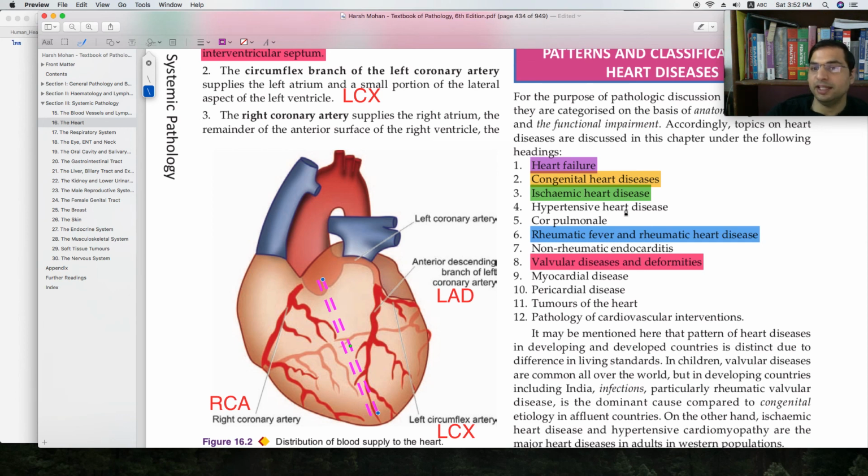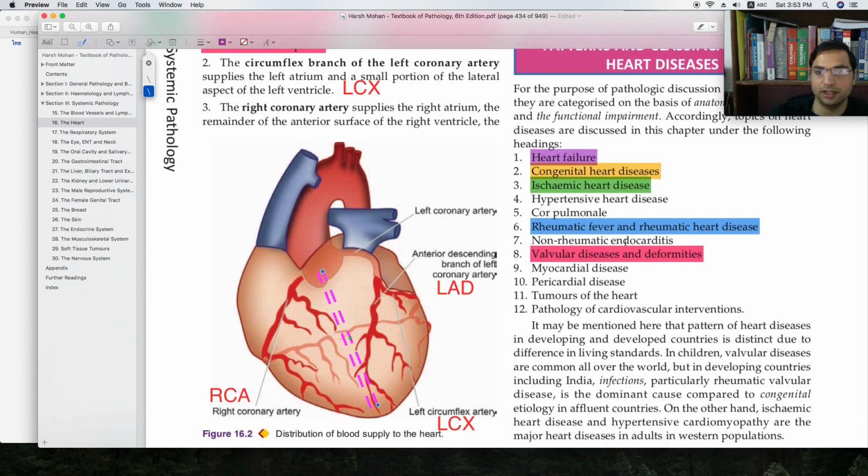Then we have hypertensive heart diseases. That is hypertension. When all of the arteries of the body are in a hypertensive state, that can lead to heart disease. Cor pulmonale: if the lungs are having some trouble, that can lead to heart disease. Then an important category is rheumatic fever and rheumatic heart disease. Rheumatic fevers are very common in developing countries like India. Some bacterial infections can cause trouble to the heart as well, which is called rheumatic fever and rheumatic heart disease, caused by some streptococcal bacteria.